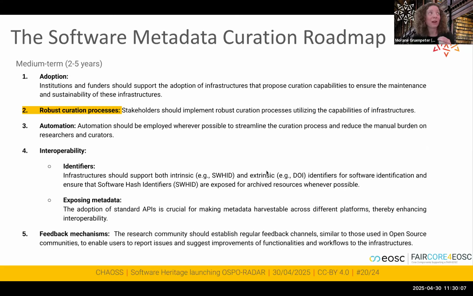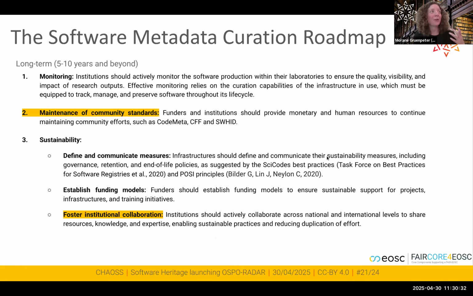On the medium terms, I've highlighted the robust curation processes. Also, focusing on the infrastructure, because if we have automated and better curation processes, that might reduce effort and kind of backlash for asking so much metadata. And the maintenance of community standards, because if we have something that's built by the community, that's maintained by the community, this is the way that different infrastructures can align and interoperate. And this is something that we do with CHAOSS.